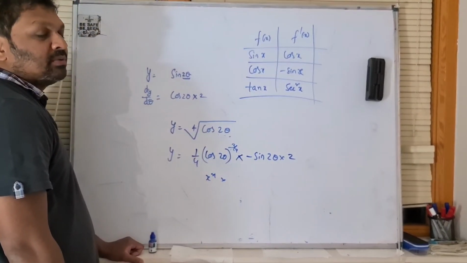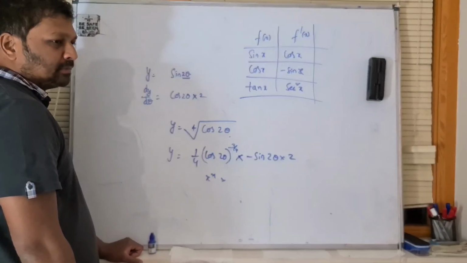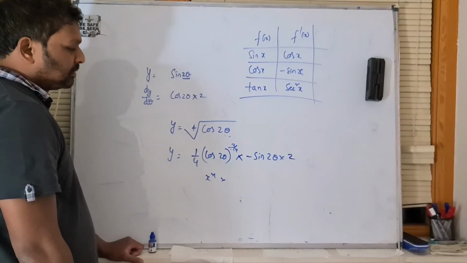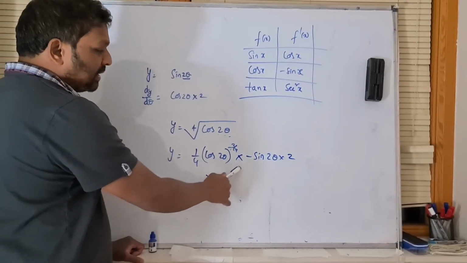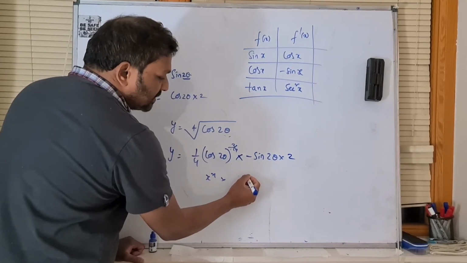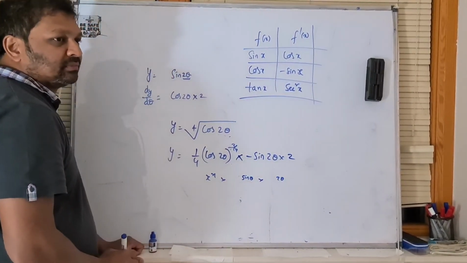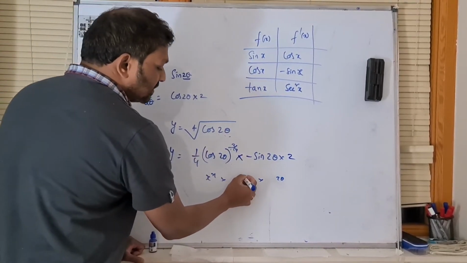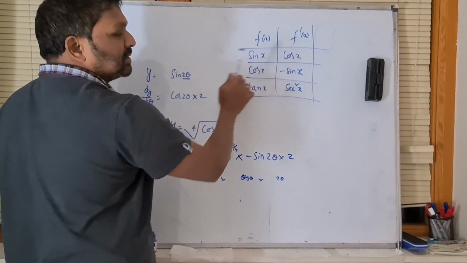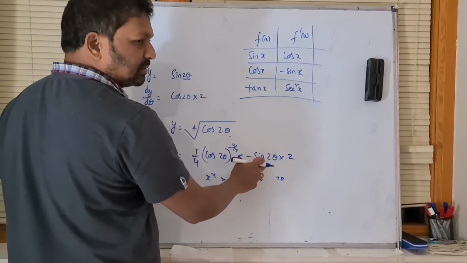That's how you need to visualize it. Here we applied the x to the power of n formula. Here we applied the sin theta differentiation. Here we applied the 2 theta differentiation. Here it is the cos theta differentiation we applied. What is the formula for cos theta? Minus sin theta. Because we have a 2 theta, we put the 2 theta as it is.